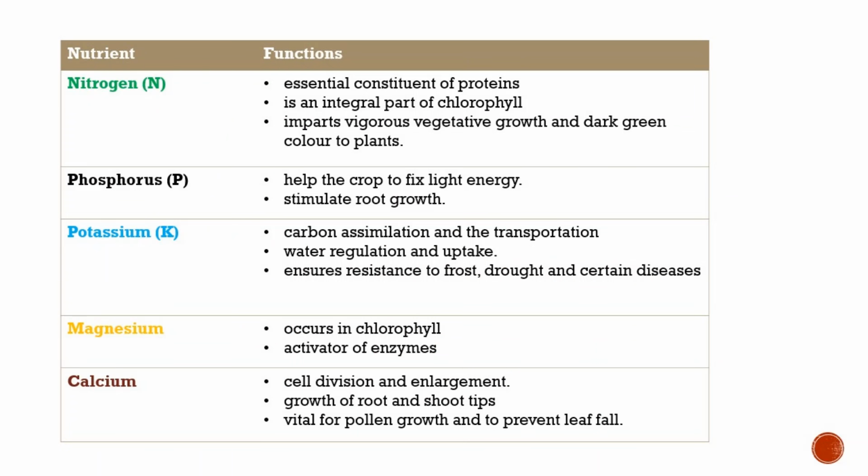Here is the chart of major plant nutrients and their functions. Nitrogen is an integral part of chlorophyll. It also imparts vegetative growth and dark green color to plants. Phosphorus is an essential part of the enzymes which help the crop to fix light energy. Potassium is involved in processes which ensure carbon assimilation and transportation throughout the plant for growth and storage of sugars and proteins. The potassium ion is also important for water regulation and uptake. Magnesium occurs in chlorophyll and is also an activator of enzymes. Calcium is required for plant growth, cell division and enlargement, and that is about the plant nutrition management.